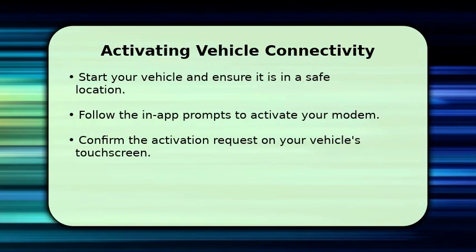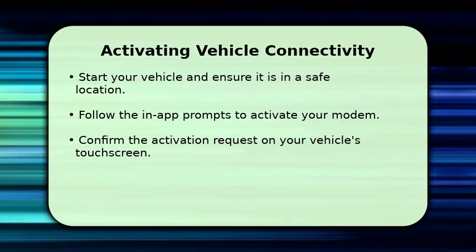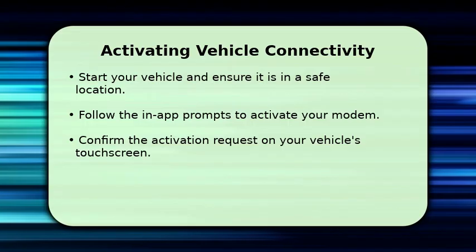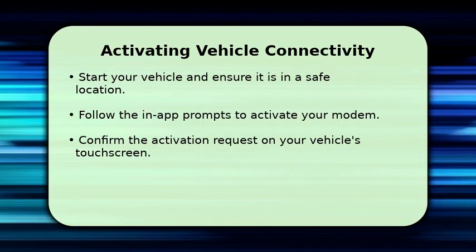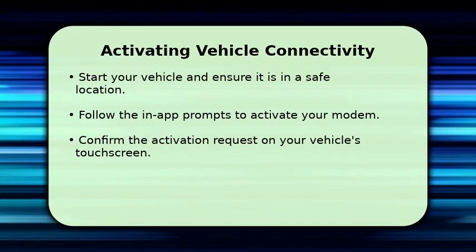With your vehicle added, the next step is to activate its connectivity. Start your Ford and ensure it's in a safe, parked location. The app will guide you through activating your vehicle's built-in modem. You'll then need to confirm this activation request directly on your vehicle's touchscreen display. This final confirmation establishes the secure connection between your app and your car, enabling remote features.